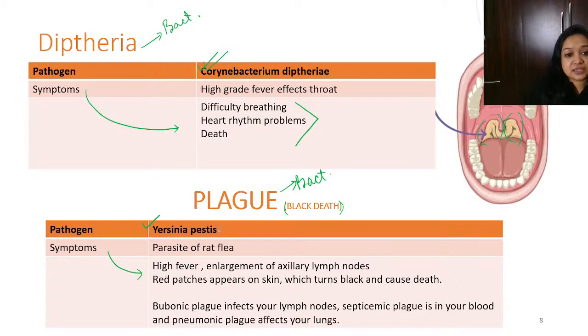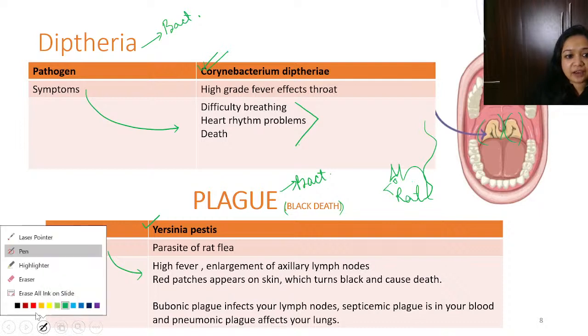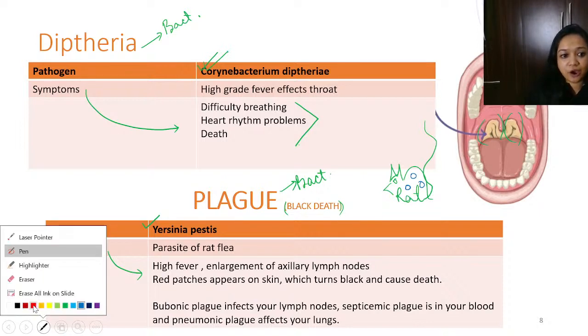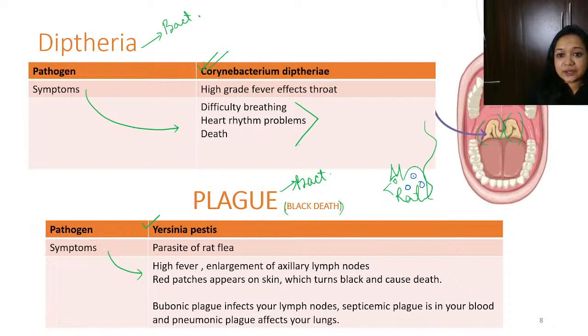And this Yersinia pestis actually resides as a pathogen in the rat flea. Let's say this is a rat. This is his tail. Now this rat will have some ticks on his body. We call it rat flea. It will have rat flea on its body, and these are just like ticks that we get to see on the body of dogs. Okay, this rat flea will have Yersinia pestis infection.